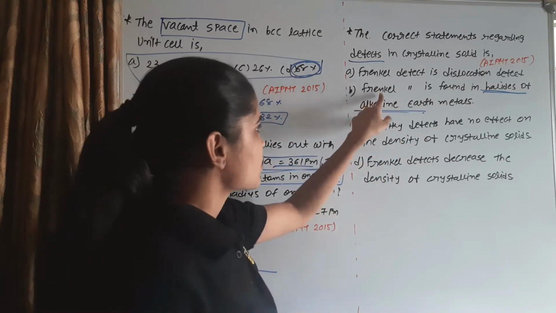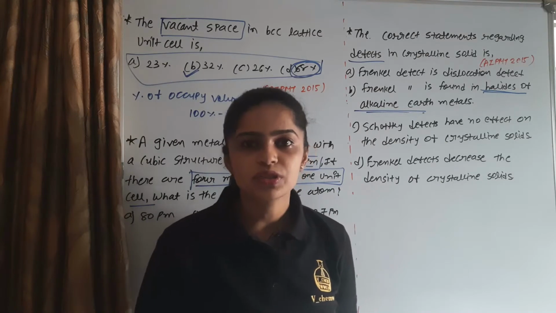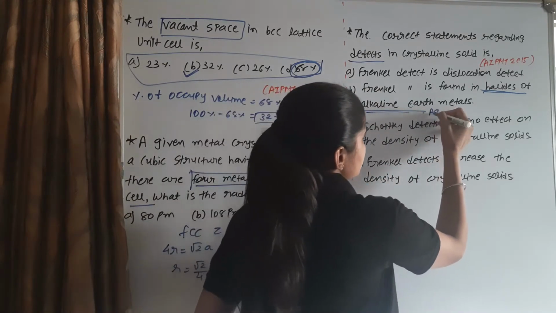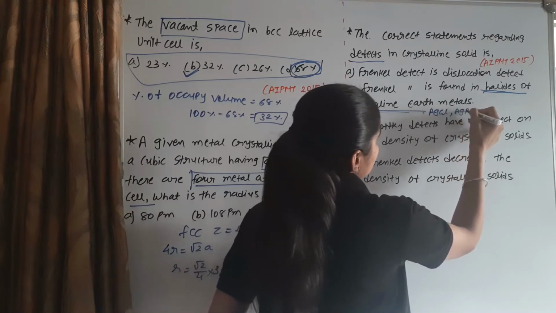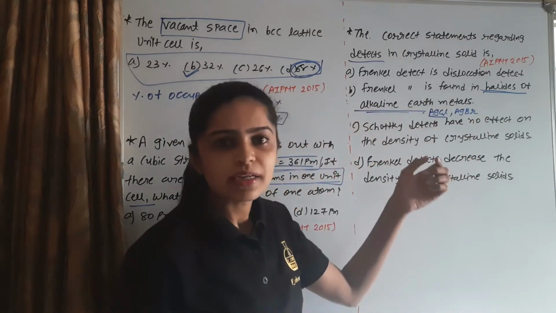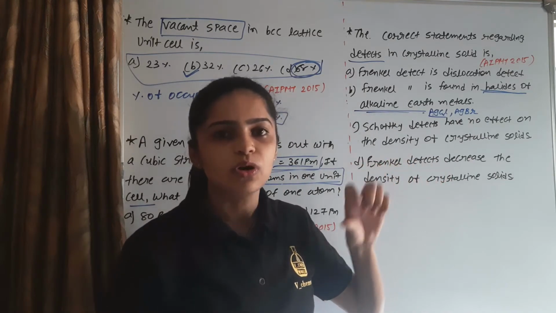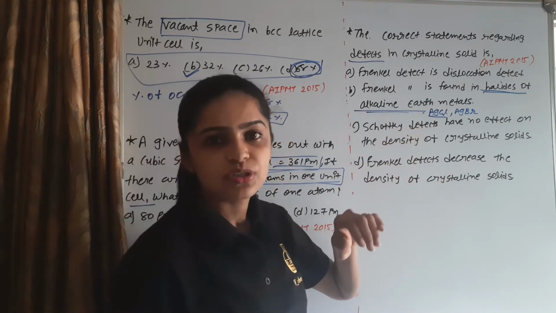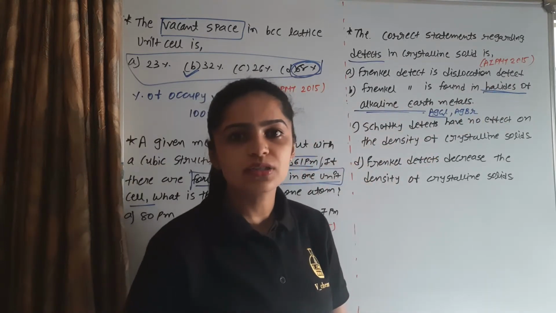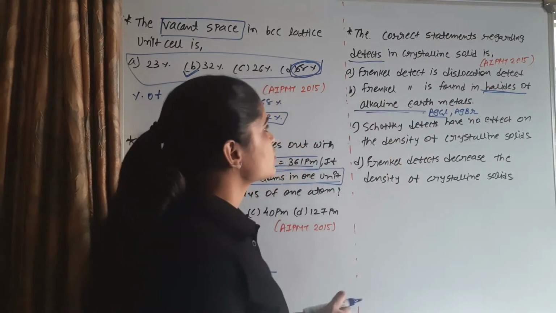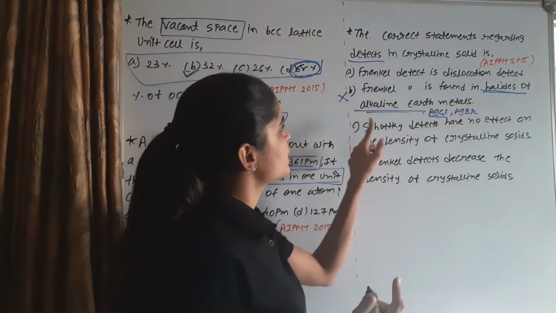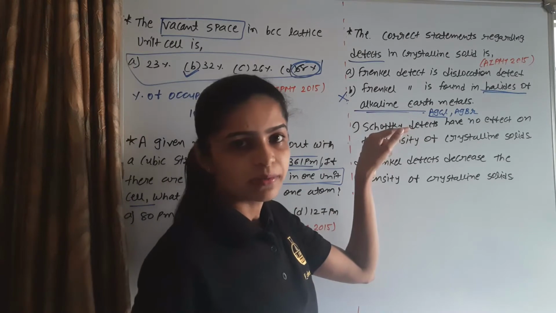Because in the Frenkel defect, a small ion occupies an interstitial position, for example AgCl and AgBr, where the ion size is small. So it occupies an interstitial position. But halides of alkaline earth metals do not occupy interstitial positions. So this is wrong, because the Schottky defect is found in halides of alkaline earth metals.